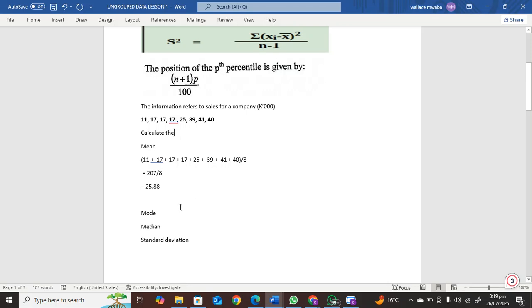Next, we need to calculate the mode, which is basically the number that appears the most. So here, colleagues, what is the mode? Yes, the mode: 17 is the number that is appearing the most. All right. Then the median.